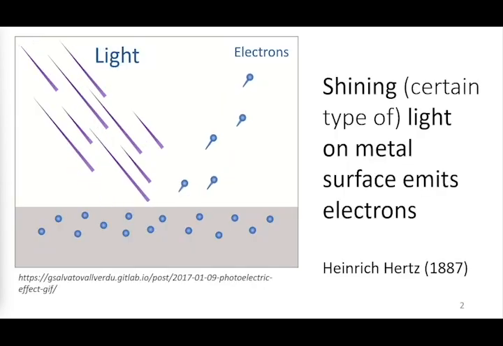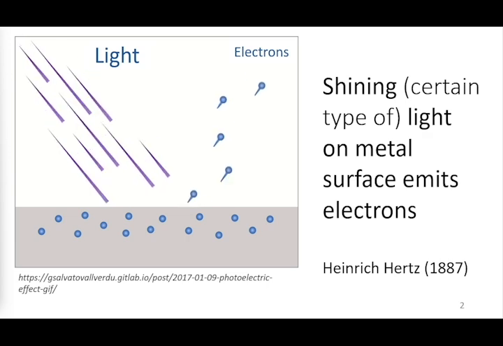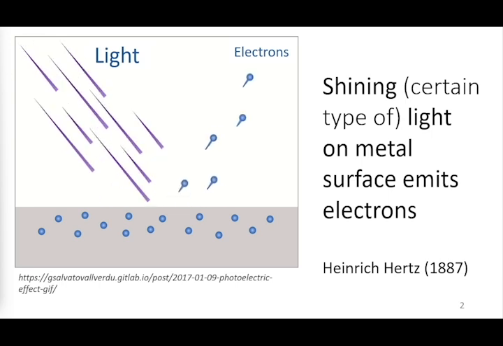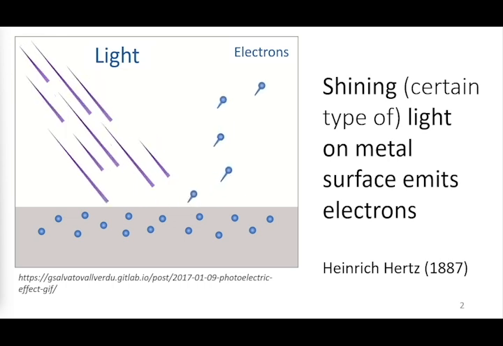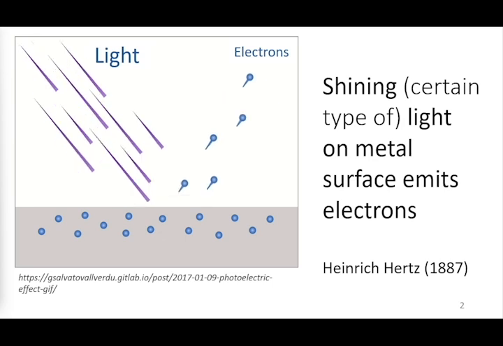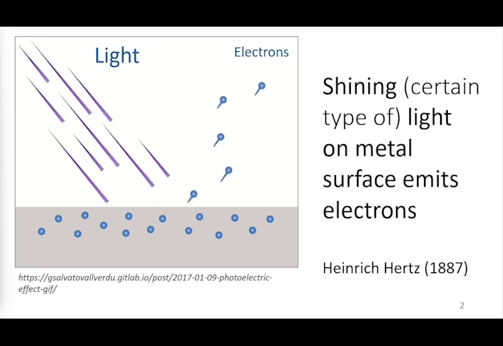Now, what is the photoelectric effect? Well, it involves two things, light and electrons. So, when a certain type of light is illuminated on a metal surface, electrons are emitted. And this was first observed by Heinrich Hertz in 1887.